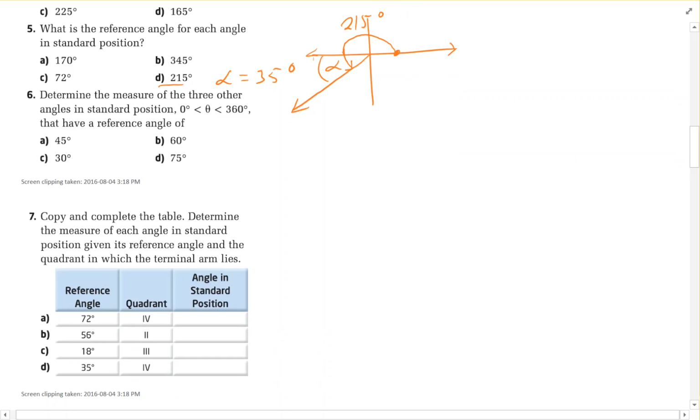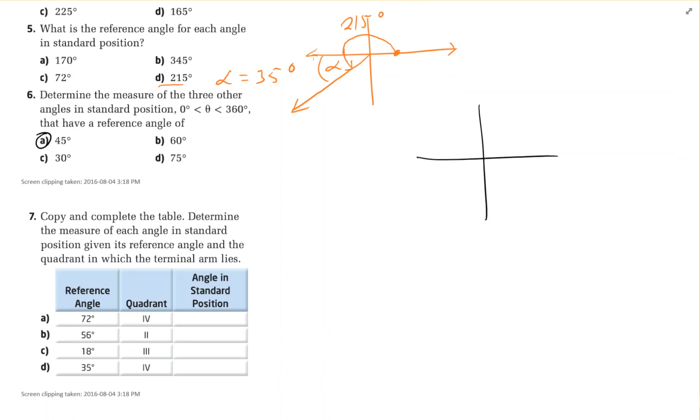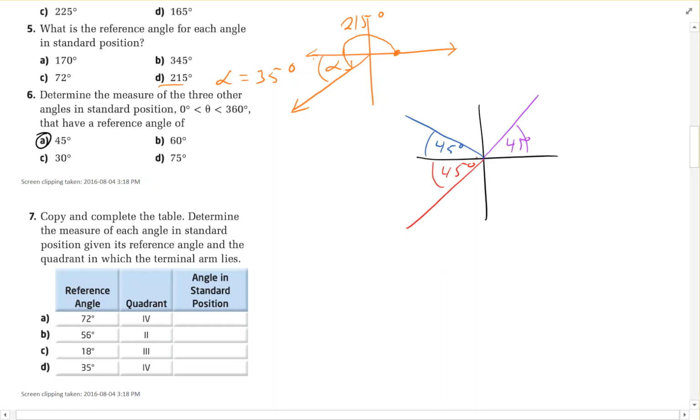Okay, 6 here. What it's saying is that you've got a Cartesian plane, and let's say the first one was 45 degrees. So 45 degrees would be out like that. It says determine the measure of the other 3 angles in standard position. So the other ones that would have a reference angle of 45 would be out like this, where that's 45. I know that's not really the same, but ideally it should be. This one would be 45, and this would be 45. But what it wants is the angle from there to there, which we already know for the first one is 45.